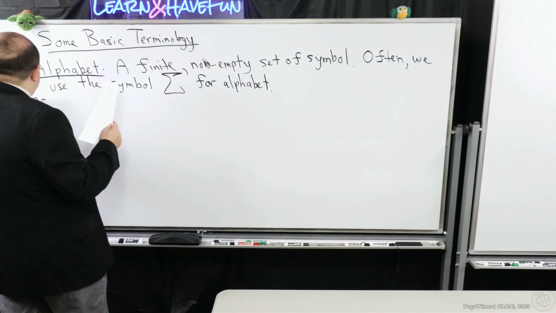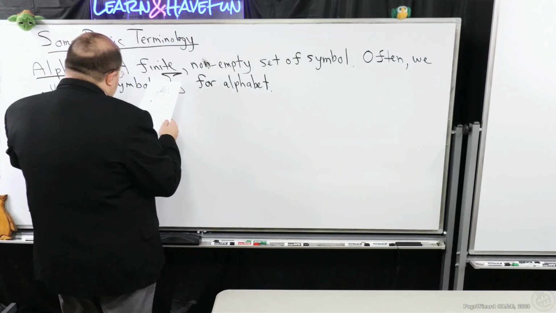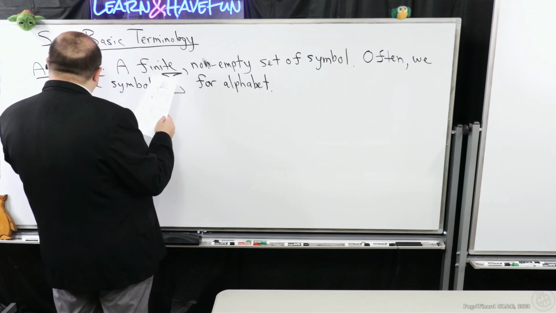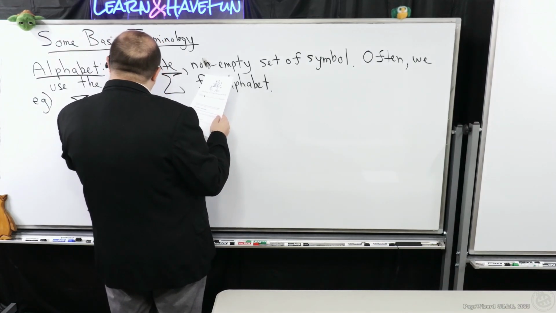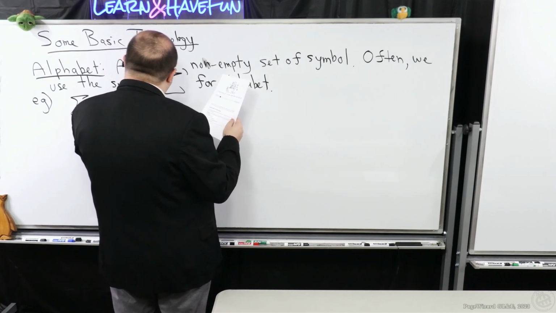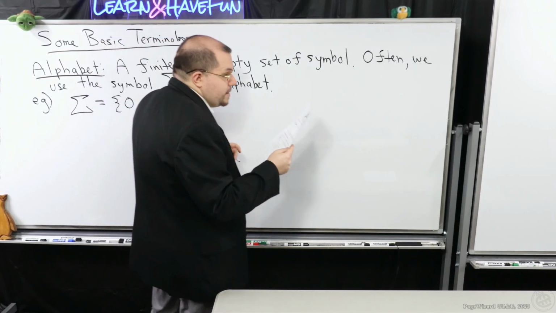So let's talk about some examples of alphabets. So for example, I could say that sigma consists of two symbols, 0 and 1.